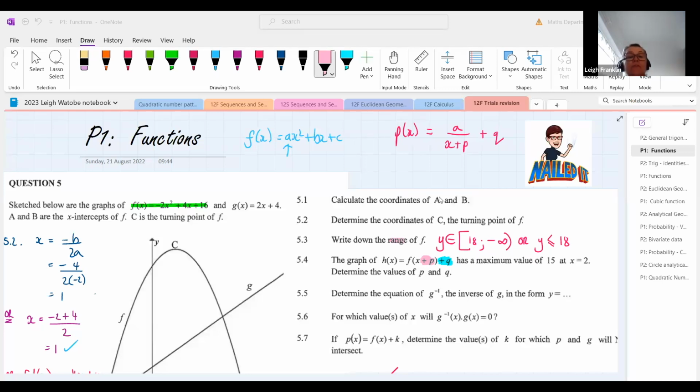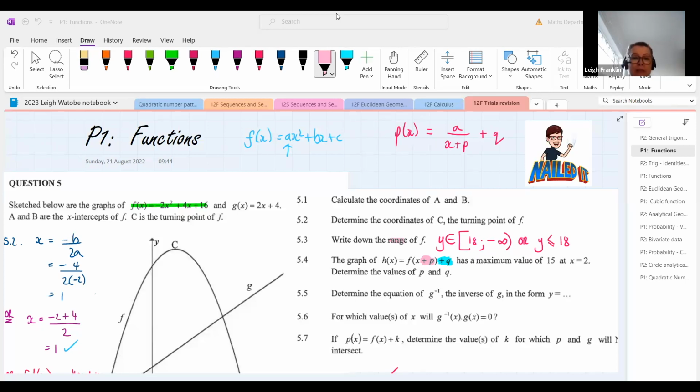Okay, so Leanne has offered an answer here. That's fine. They do want the values of p and q. Let's just see where Leanne got these numbers from. So they're telling us that this new graph of h of x has a maximum value of 15 at x equals 2. What does that mean? When they tell us there's a maximum value of 15 at x equals 2, what do the numbers 2 and 15 represent? Can anybody tell me? That's it. Well done. Beautiful.